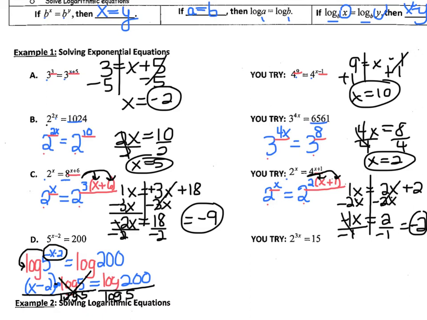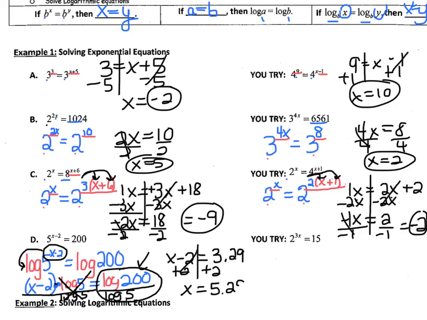Since we canceled that log 5 out, all we're left with on the first side is x minus 2. And your job is to go to your calculator and type in log 200, close the parenthesis, divided by log 5. When you do that, you get about 3.29, just from typing that in the calculator. The very last step is to add 2 to both sides, and your final answer is approximately 5.29.